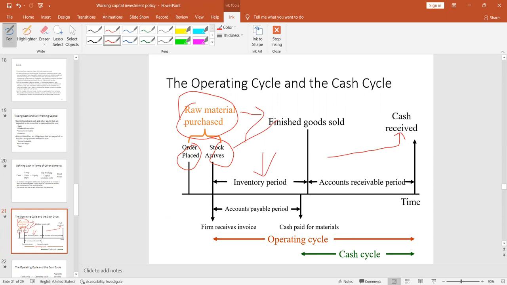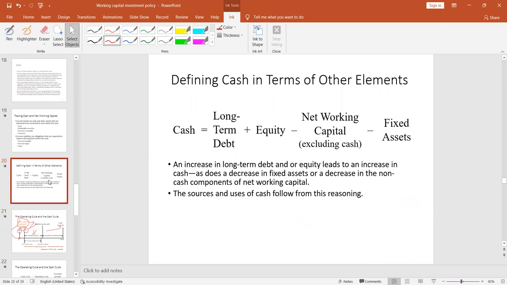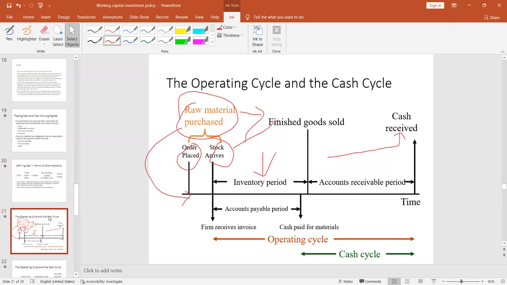On the other side, if you buy these raw materials on credit, then you have some time to pay because you are not paying now. So what is cash cycle? You can calculate it in this way, considering all this. What is the cash? Your cash means long-term debt plus equity minus net working capital minus fixed assets. So this way you can determine your cash position. Long-term debt plus equity minus net working capital, excluding cash, minus fixed assets. And you can determine your cash cycle in this way.